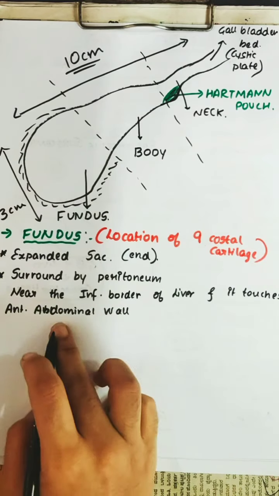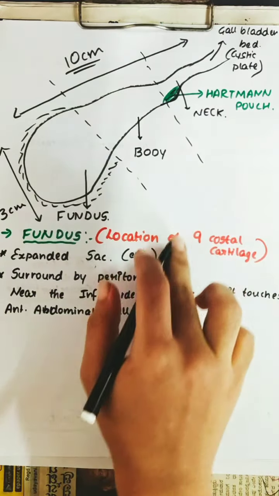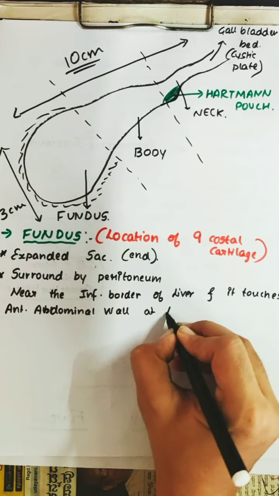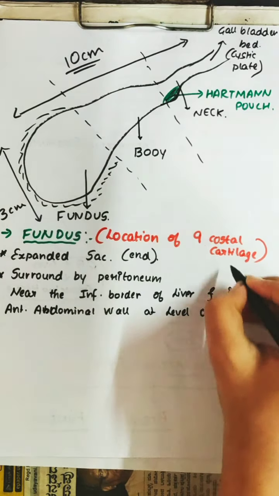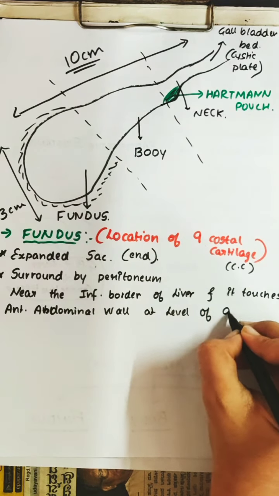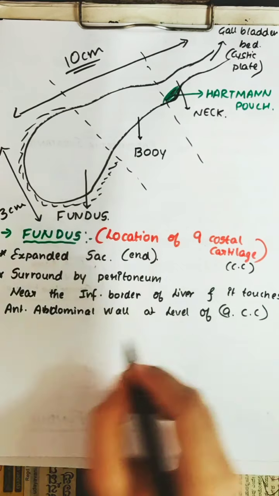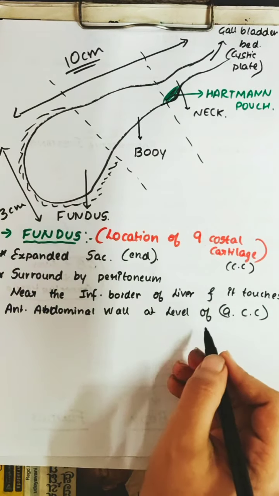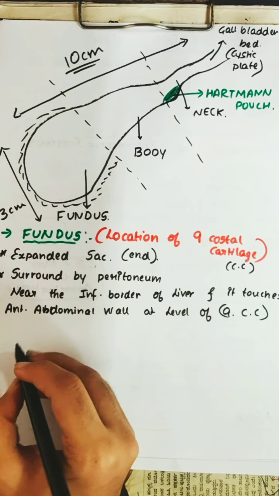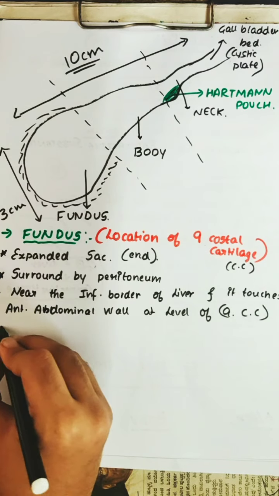Where does it touch the anterior abdominal wall? At the level of the 9th costal cartilage. I'll write costal cartilage as CC. It touches the anterior abdominal wall at the level of the 9th costal cartilage. Now we'll study the relations.